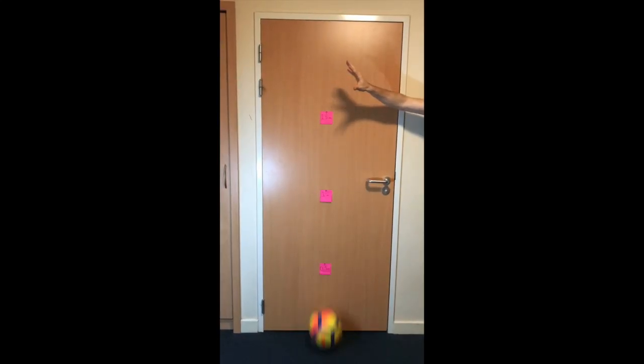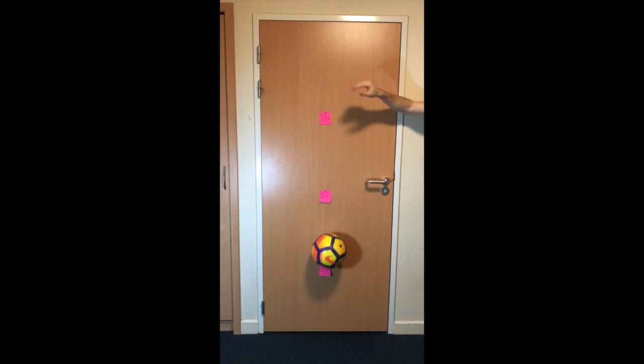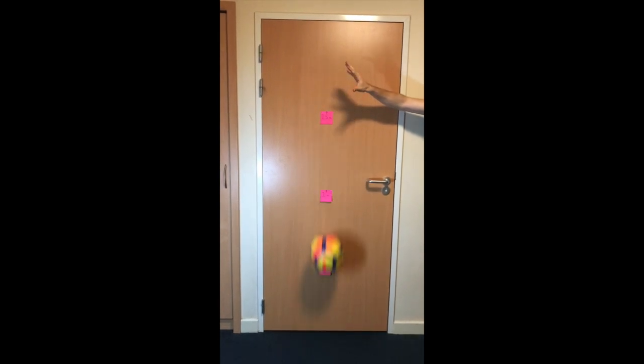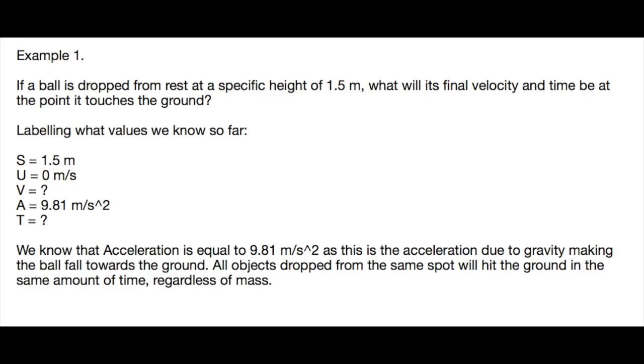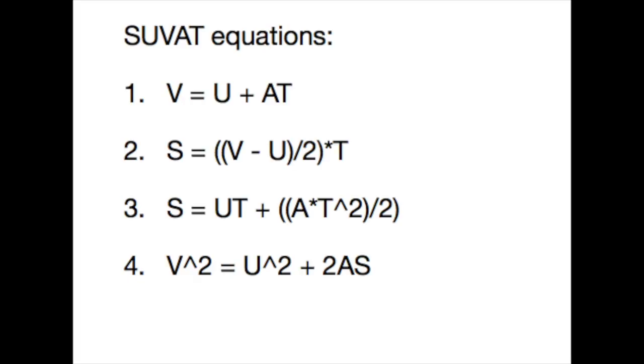Rectilinear motion is the movement of a body in a straight line, like the ball dropping vertically in this video. In an example to show rectilinear motion, we dropped a ball from a height of 1.5 meters from rest. Using this information, we are able to solve the final velocity when it hits the ground and the time it takes to hit the ground. To solve the vector quantities, we need to use the SUVAT formulas that we know.